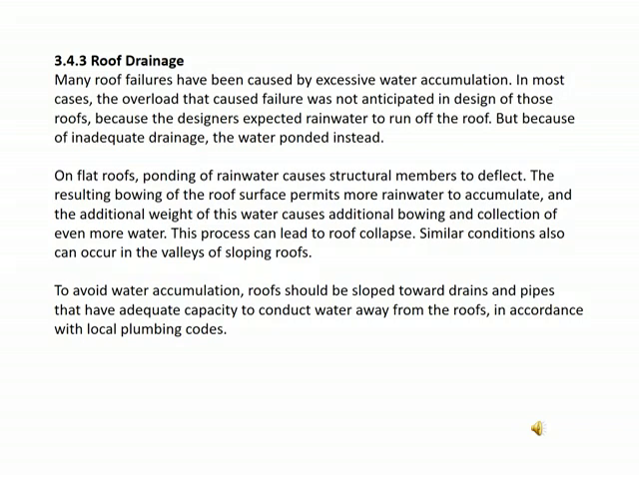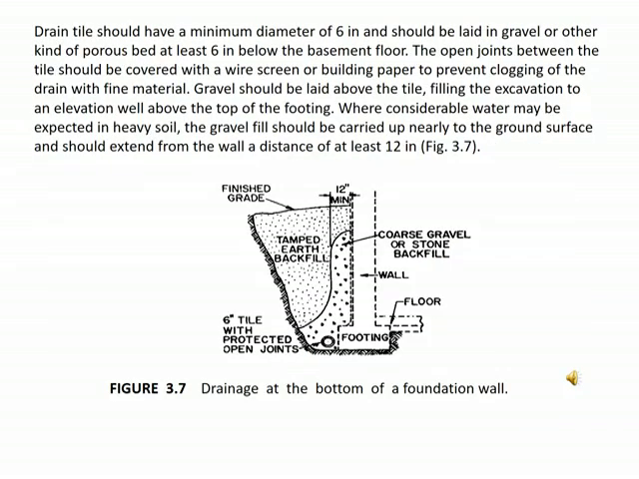There's a drainage at the bottom of the foundation wall. So at the foundation wall, we also need to provide the drainage. The drain tile should have a minimum diameter of 6 inches and should be laid in gravel or another kind of porous bed at least six inches below the basement floor. So at least six inches below the basement floor, you have to put the drain.